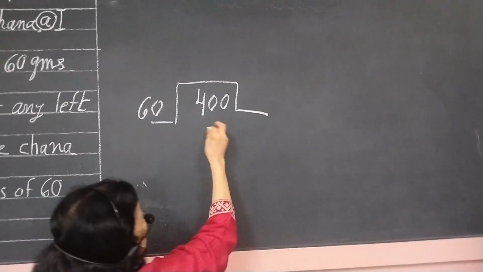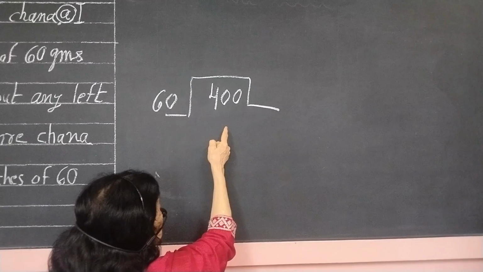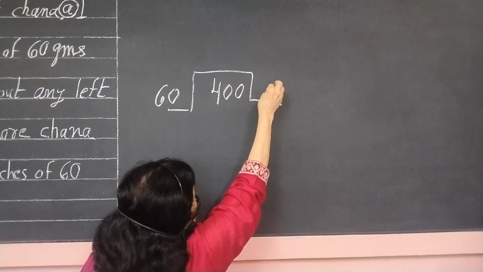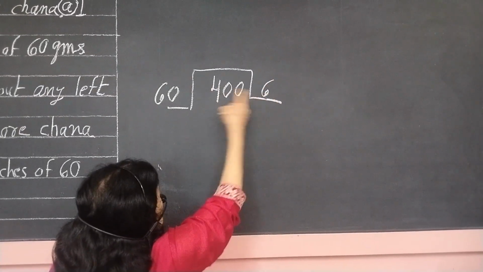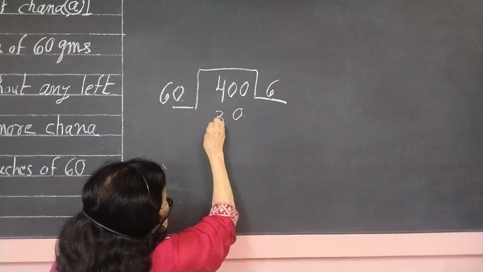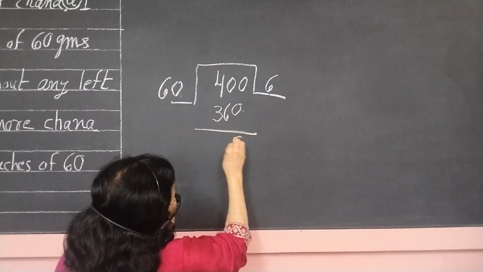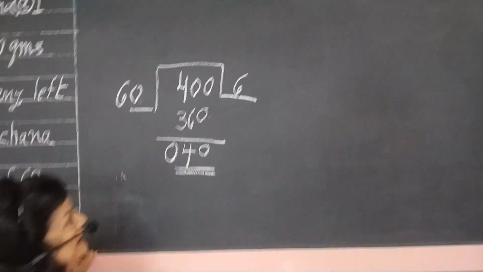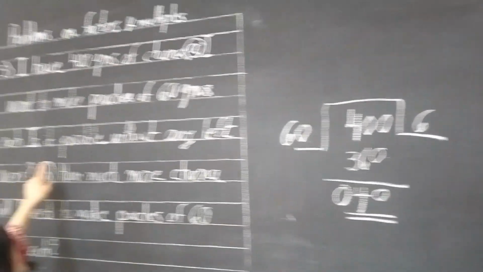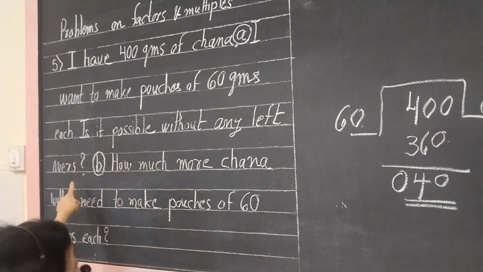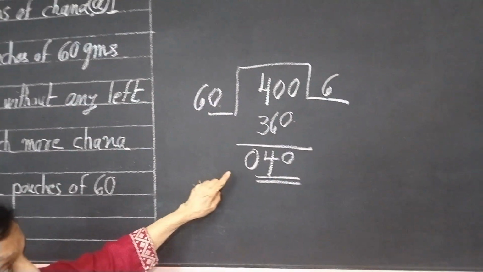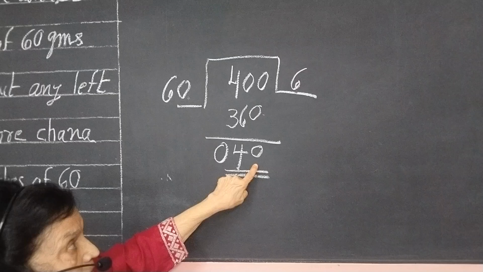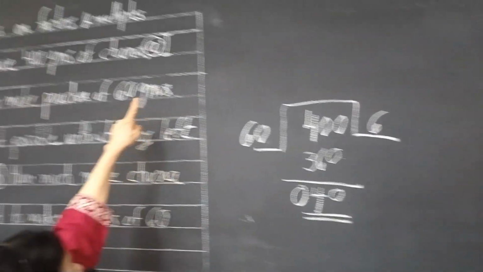Now we know that 6 sixes are 36 and 6 sevens are 42. So 6 can come as the quotient here. 6 zeros are zeros, 6 sixes are 36, and hence we can say that 40 becomes the remainder. So here, is it possible without any leftovers? It is not possible because 40 is the remainder or leftover. This is our first answer for A.